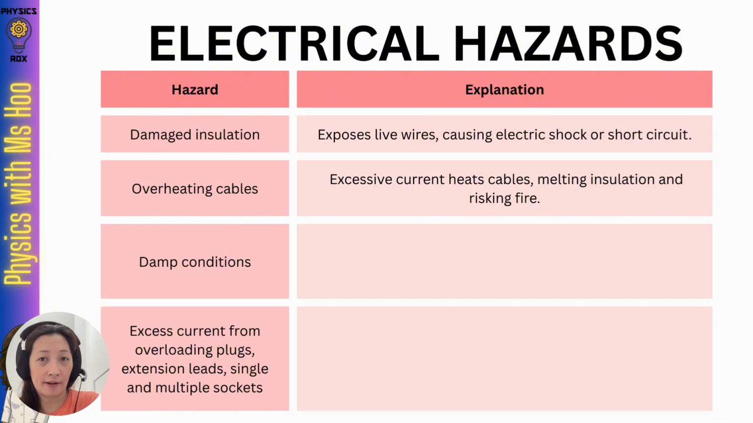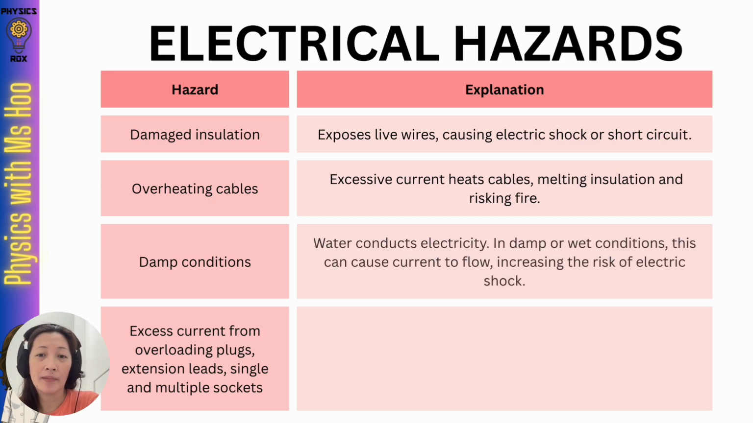an electrical fire. Damp conditions refers to the presence of water, so for example in a bathroom or even on a wet ground. So as you should know by now, water conducts electricity. So in damp or wet conditions, this can cause current to flow, which increases the risk of electric shock.